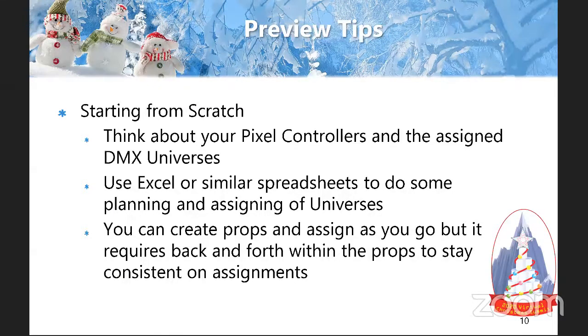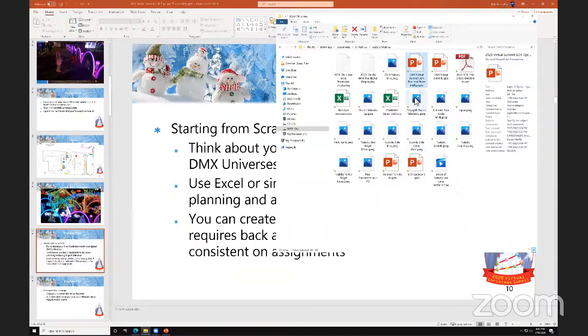You're going to have to think about, if I have a pixel controller, for example, controlling a mega tree, I probably will have more than one of those. Where's that going to be, and what DMX universes do I want to use for those? You can use Excel or similar spreadsheets to do that, and then you can assign your props to those. It helps if you do that up front before you get into creating a preview, because otherwise you can go back and forth, start creating props, then go back in and reassign them, or you can do it as you go. So I'm going to pop out real quick and show you what I do.